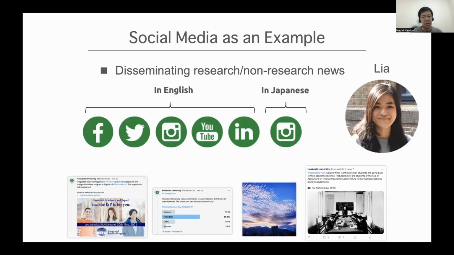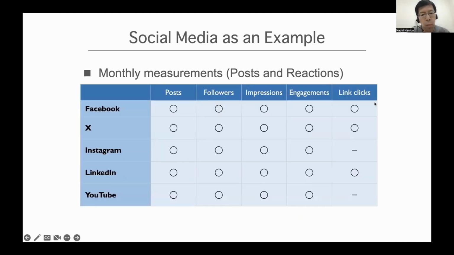Okay, so from here, I'd like to take social media as another example. Leah in our team is in charge of those English social media channels. Through these social media channels, we disseminate various topics, both research and non-research news topics. And we measure posts and reactions by users using metrics like the number of posts, the number of followers, impressions, engagements, and link clicks. We measure those numbers monthly to see the trend in that month.